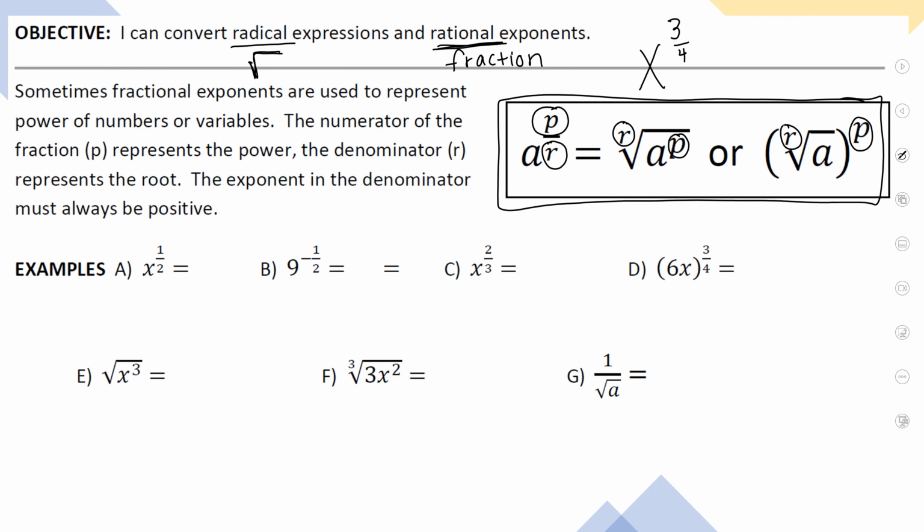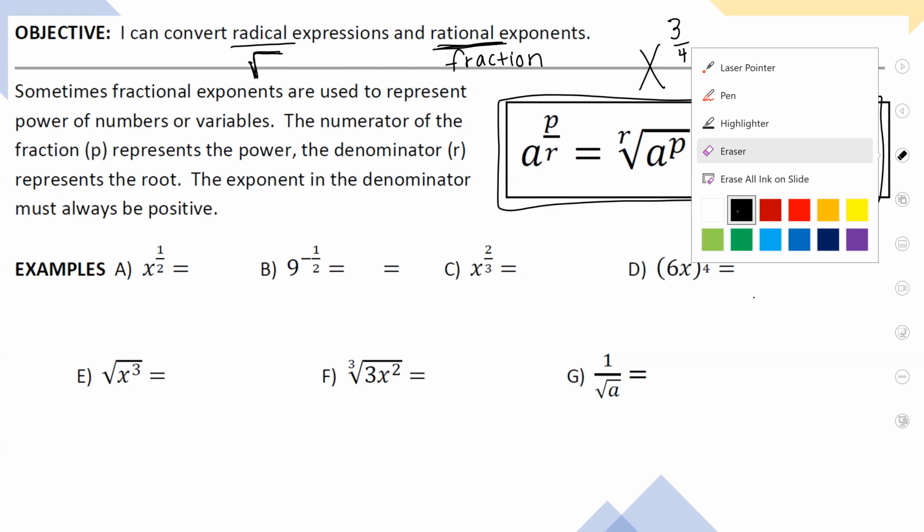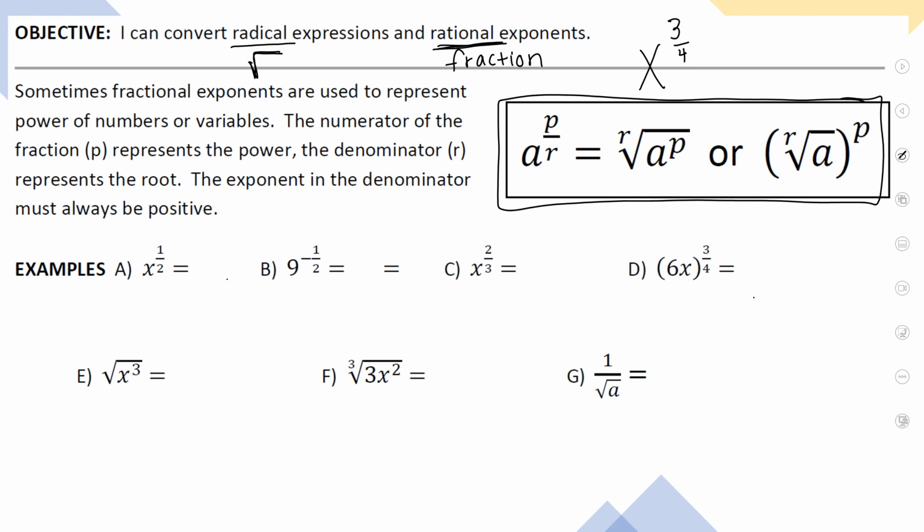Okay? So let's do an example. Let's do example A. According to our rule over here, we're going to have a square root. The numerator represents the power. It goes in there. The denominator represents the root. It goes on the outside. Okay? Let's try a next example. Let's actually skip B for now. We'll talk about that next.